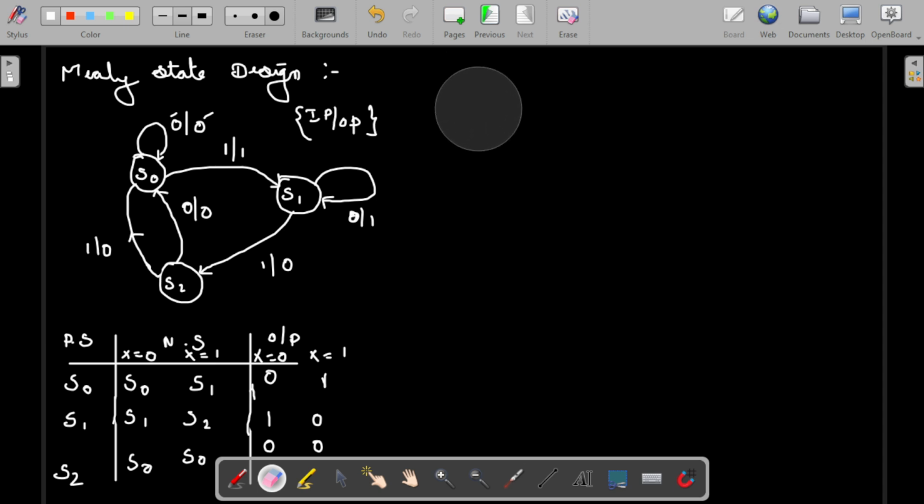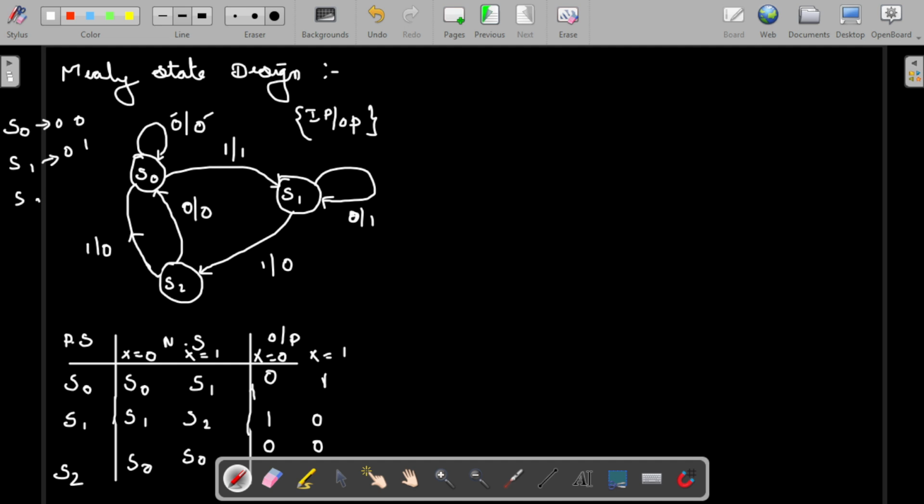So let me erase this also. So here is the thing: we are taking S0, which is equal to 0 0, and here taking S1, which is equal to 0 1, and S2, which is equal to 1 0. So let me change this table to a bigger one, so that we are able to find the equations for everything.